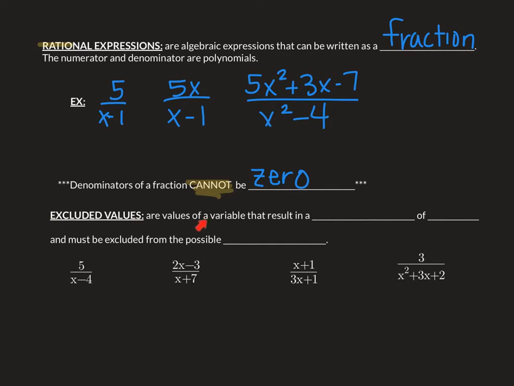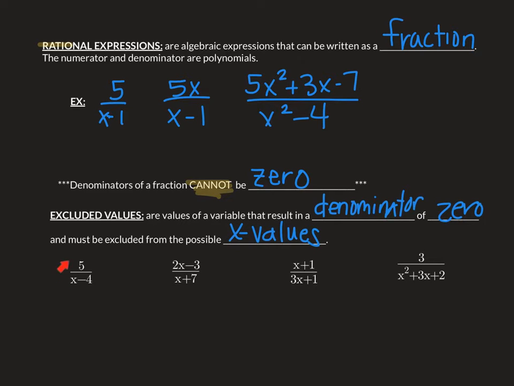Okay? Excluded values of a variable are values of a variable that result in a denominator of 0. Let's see if I can fit it all in here. And they must be excluded from the possible x values, also called the domain. So, excluded values are values of a variable that result in a denominator of 0, and they have to be excluded from the x values. So let me show you how we're going to do excluded values.